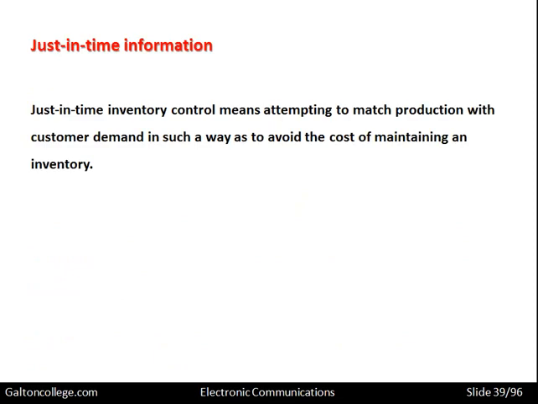Just-in-time information. Well, just-in-time inventory control means attempting to match production with customer demand in such a way as to avoid the cost of maintaining an inventory. In an ideal just-in-time world, the stocks coming into the stores will be booked out of the stores almost immediately and used in production. That's the ideal. So there's nothing in the store. The lorries arrive making deliveries, and the raw materials or components or whatever is delivered is used immediately.